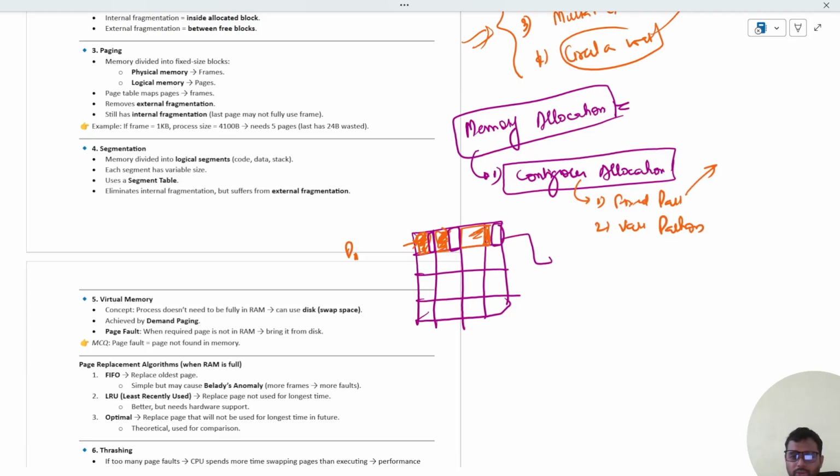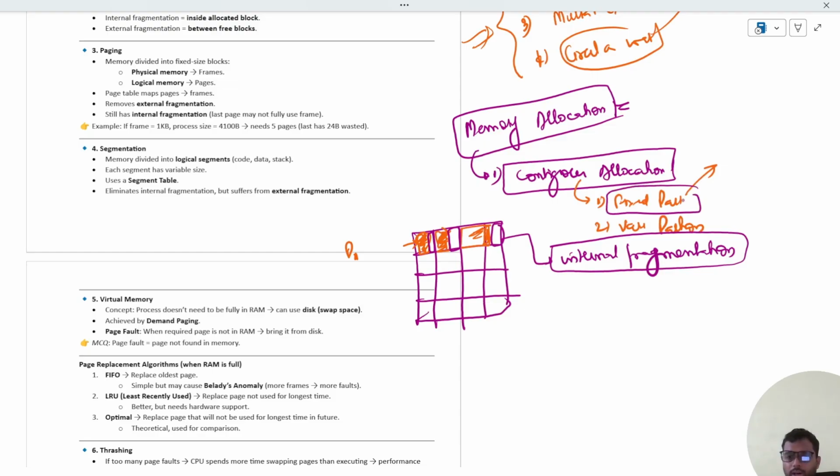So such a situation is known as what? Internal fragmentation. This is internal fragmentation. Okay. So in contiguous allocation of memory, and that too under fixed partitioning, the problem we have is internal fragmentation. Okay. If that is understood, let us move to the other contiguous allocation, that is known as variable partitioning.